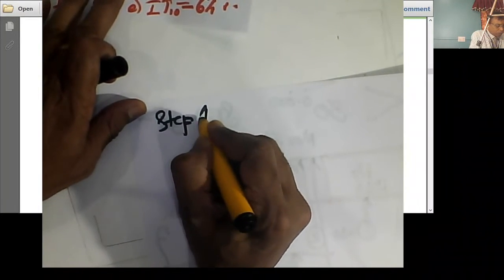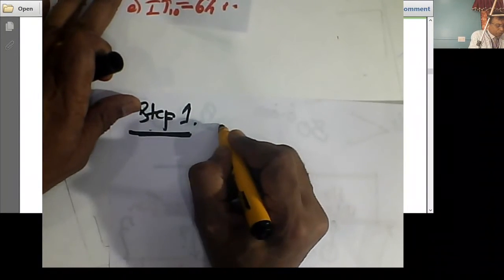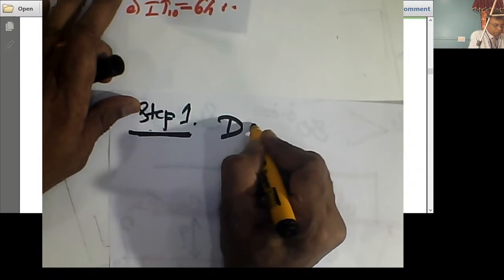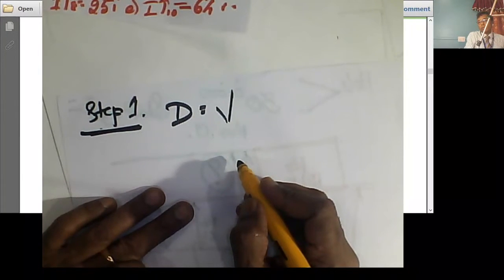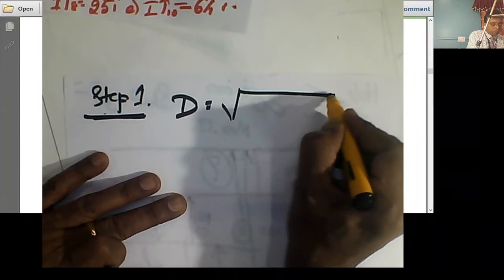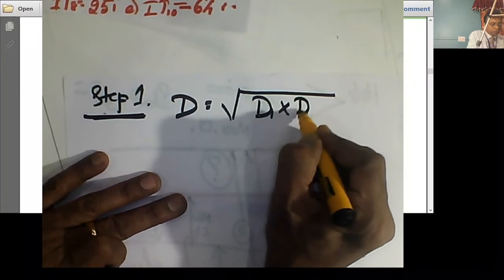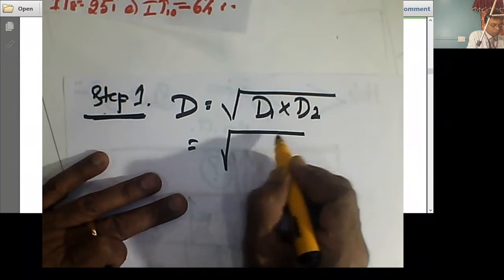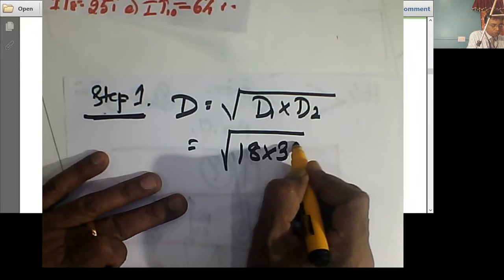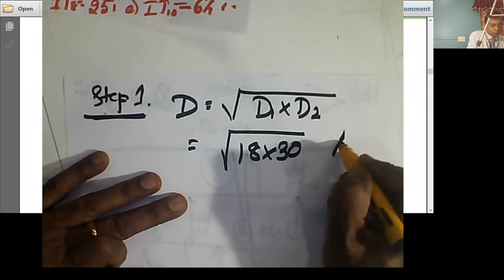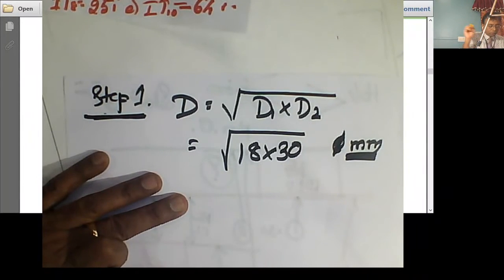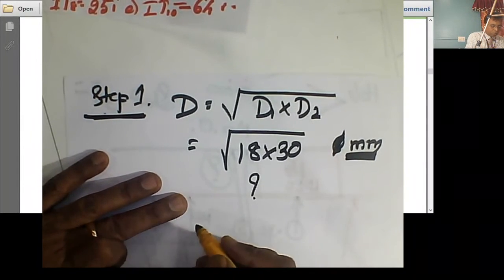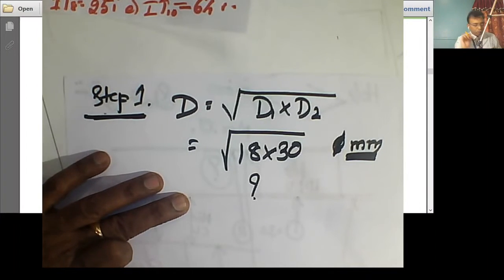Before solving any numerical, we have got to follow two steps. Step 1, find out D, which is equal to root of D1 into D2, that is root of 18 into 30, and you get the value in mm. Whatever the value is, please find out later. I have not solved this problem, but I'll show you the methodology.